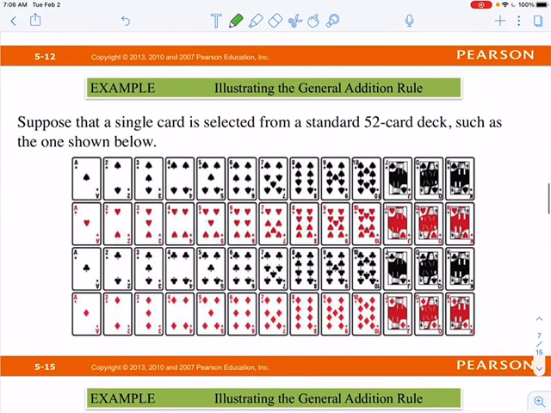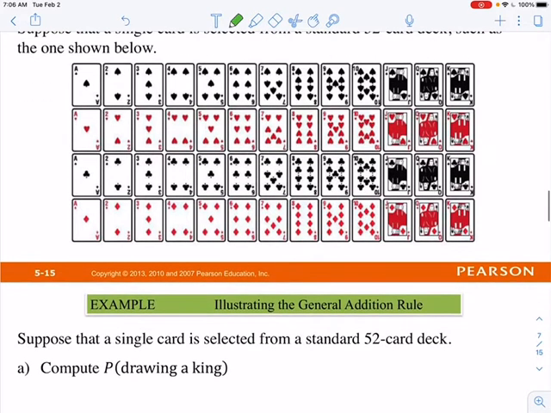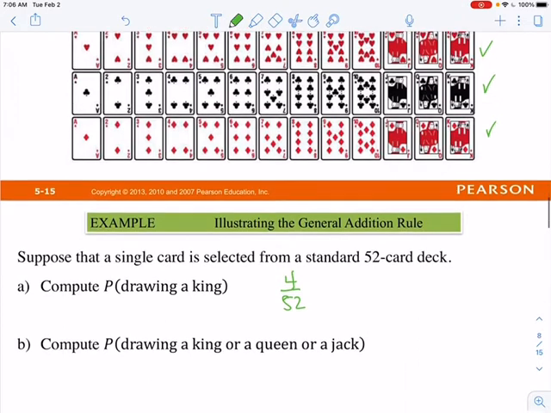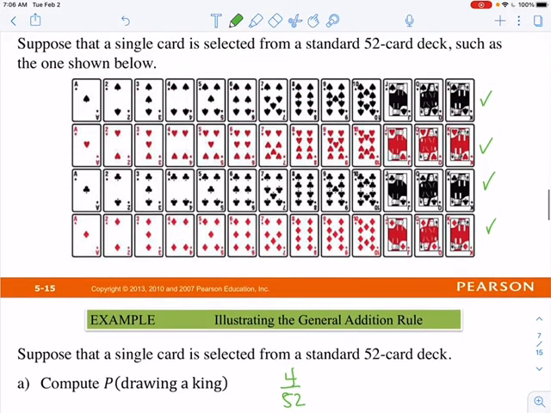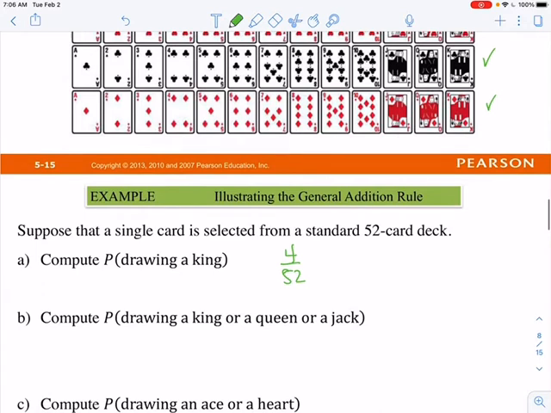The example that we did looked at a deck of cards. Here's your picture of your deck of cards. We wanted to decide the probability of drawing a king. That one is straightforward: 1, 2, 3, 4, so that was 4 out of 52. Then I wanted to know the probability of drawing a queen, a king, or a jack. It's not possible for something to be a king and a queen at the same time, or a king and a jack at the same time, so they're disjoint events. I just added my 4 jacks, my 4 queens, and my 4 kings together, and that gave us an answer of 12 out of 52.